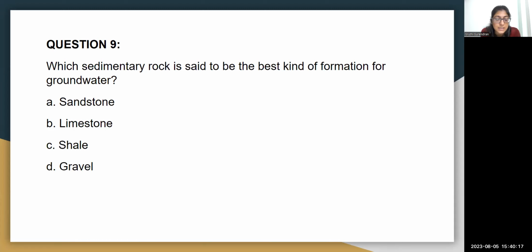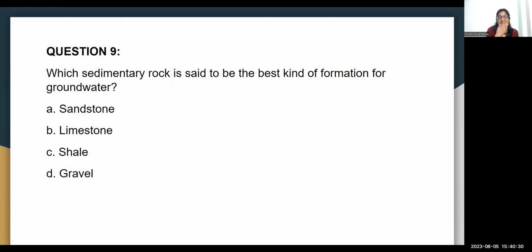Out of this, which one is the best formation for groundwater? It's a question for the one more person who's newly entered. So for you, please type in your answers in the chat box. You can direct message me or you can put it for everyone to see. Whether you're right or wrong doesn't matter. After that, we can discuss the solution.